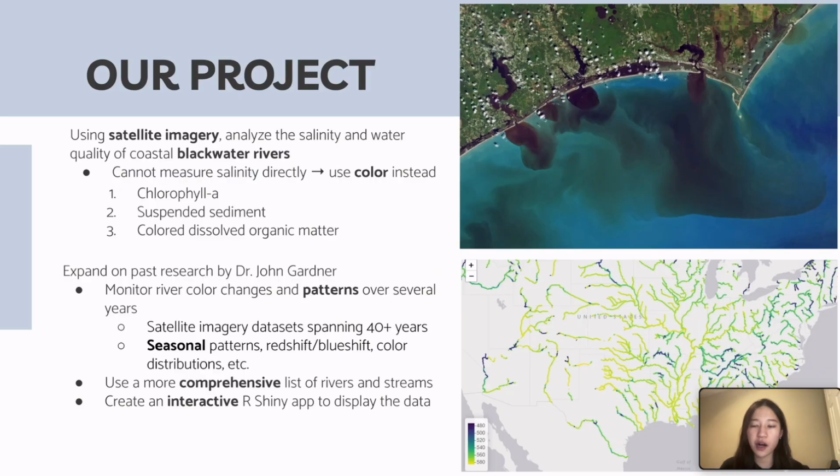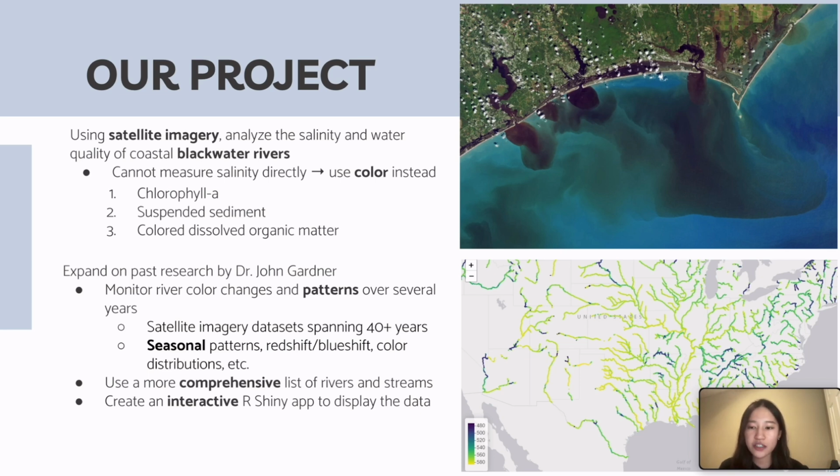And moving on to our project. For our project, we're using satellite images to analyze salinity and water quality of coastal blackwater rivers. Because it's really difficult to measure salinity directly, we chose to use color instead. Normally, organic matter in the river makes it black, and with sea level rise, the organic matter will bind with salt in the water, making the river non-black. So we're using this phenomenon to dive into how salinity and water quality change over time.